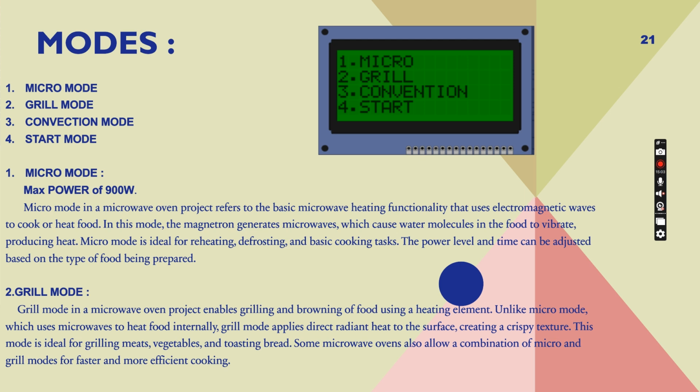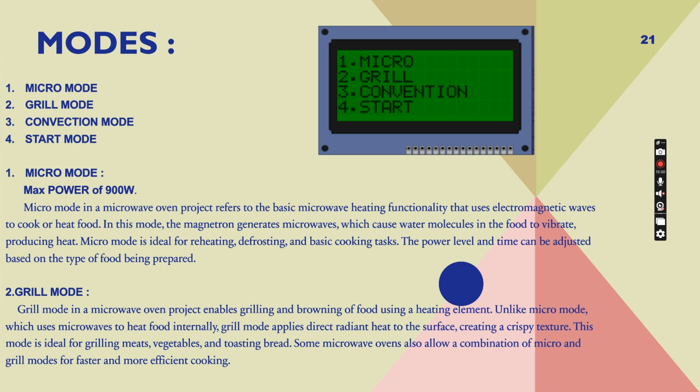Micro mode in the microwave oven project refers to the basic microwave heating functionality, which uses electromagnetic waves for cooking and heating the food. In this mode, the magnetron generates the microwaves, which cause water molecules in the food to vibrate, producing heat. Micro mode is ideal for reheating, defrosting, and basic cooking tasks. The power level and time can be adjusted based on the type of food being prepared. So this is the micro mode.